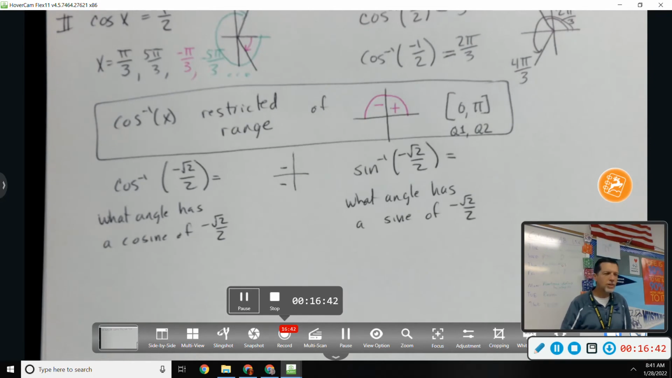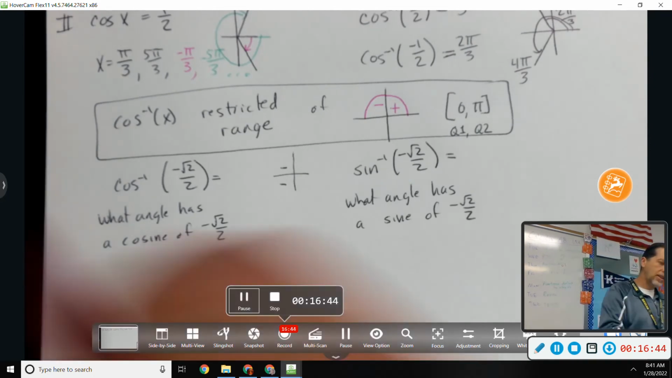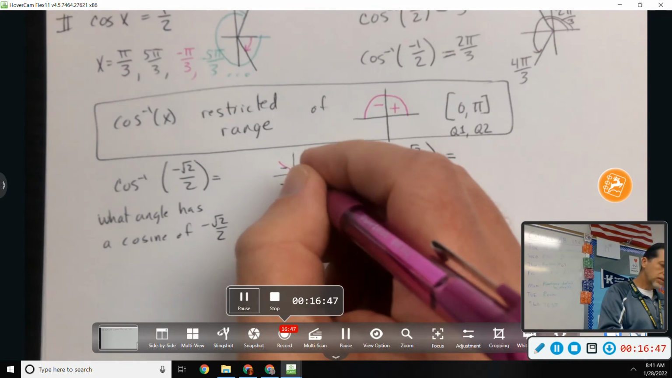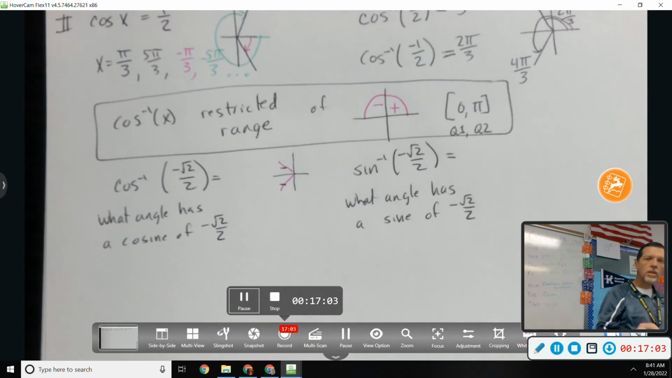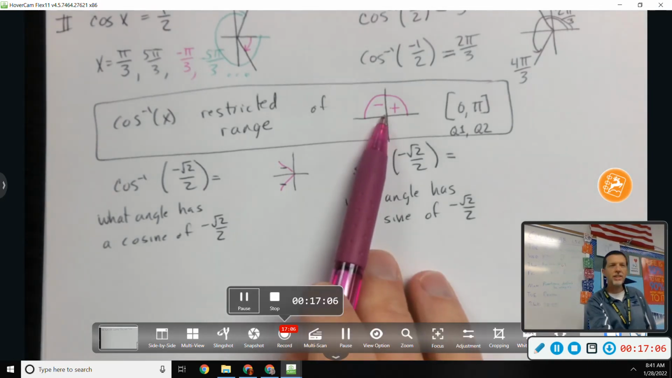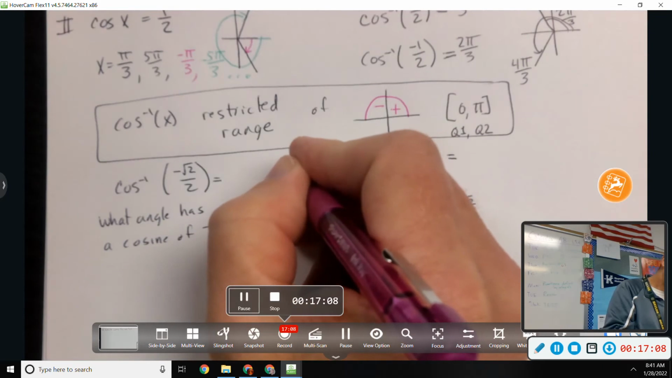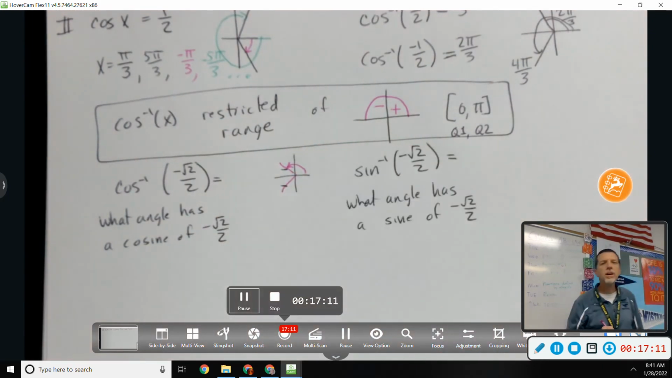Root 2 over 2, that always happens in the middle. So there's two possible answers. Well, there's even more than that if you really want to get crazy. So which one of those answers do you think is the simplest, quadrant 2 or quadrant 3? Where are we allowed to look for cosine? In quadrant 2. So what angle is that in quadrant 2? 3 pi over 4.